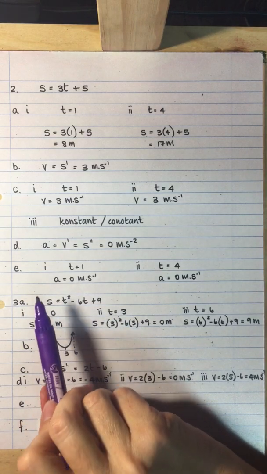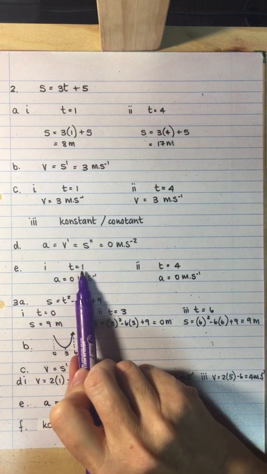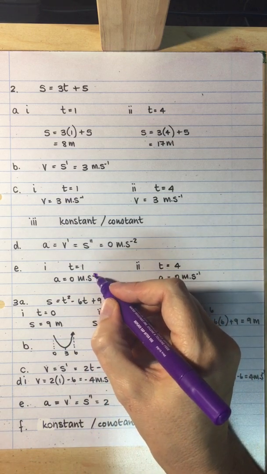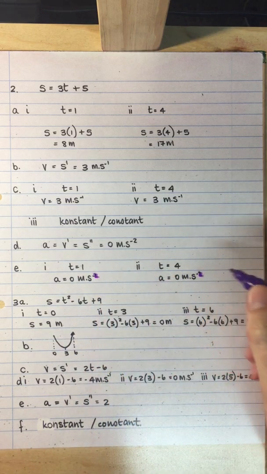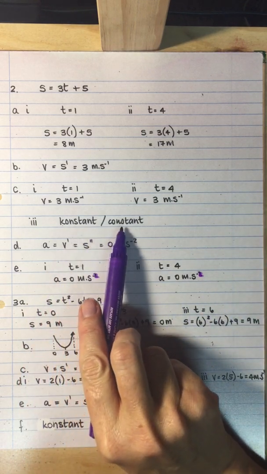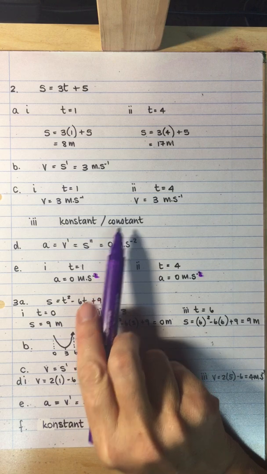If we have to find the acceleration at t = 1 or at t = 4, it will in both instances be 0 meters per second squared because the particle is traveling at a constant velocity.